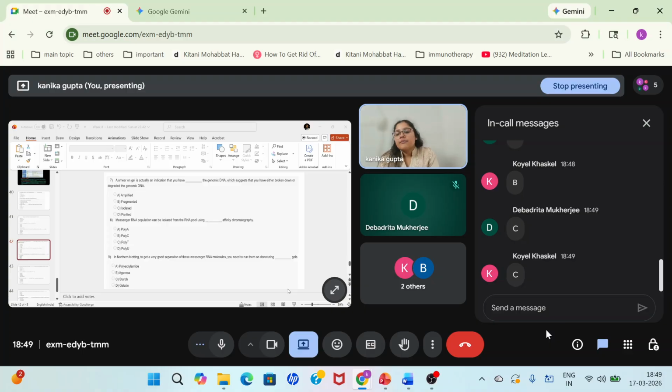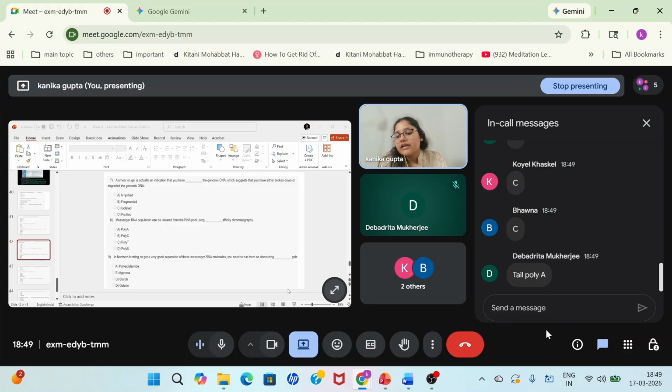Yes, it is poly T. Why poly T? Why only poly T? Question number 8 can answer. Why only poly T? Because of the presence of poly A tail at the 3' end. Okay. Next is the in northern blotting.